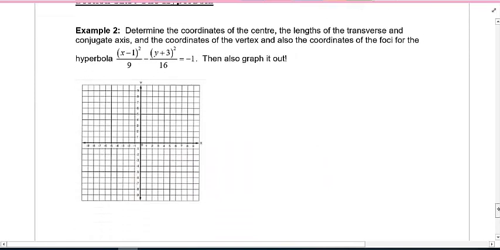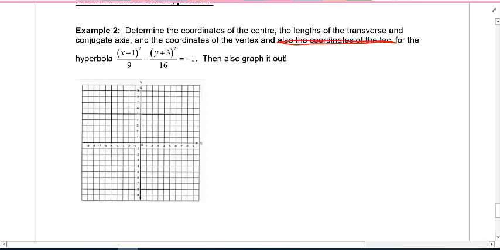All right, here's example number 2. Determine the coordinates of the center, the lengths of the transverse and the conjugate axes, and then also the coordinates of the vertex. Oh no, let's not worry about the coordinates of the foci. That will be enough.